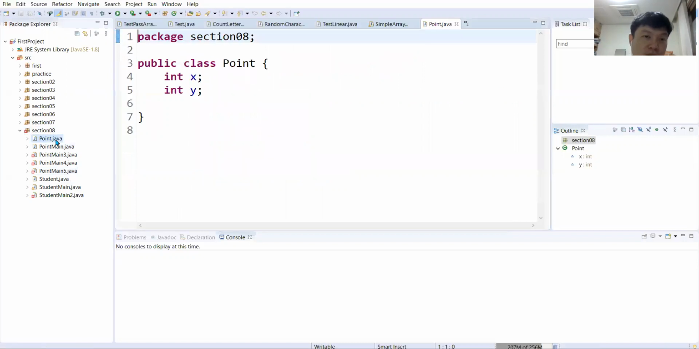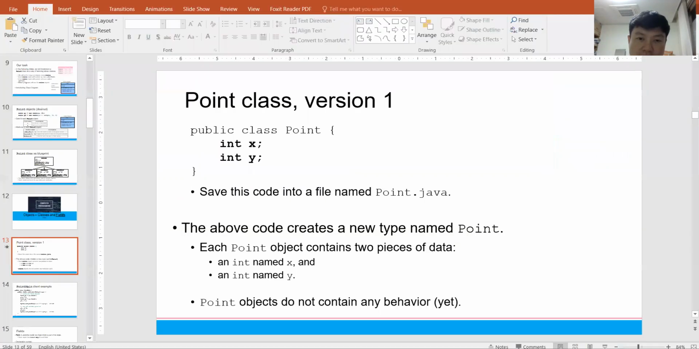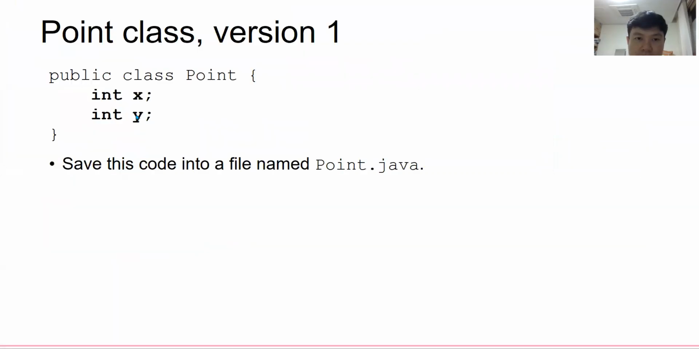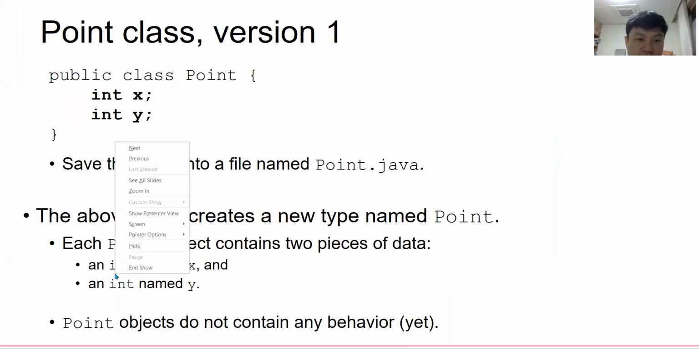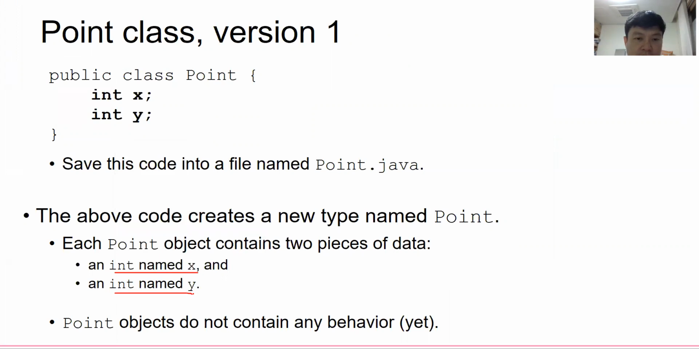Let's go to the Point.java. In this Point.java, you have the integer x and integer y. What are they? They are the first data members. They are fields, and I would like to put the above codes. So at the point you have an integer named x, and then another integer named y. Point objects do not contain any behavior, so now we have no behavior.